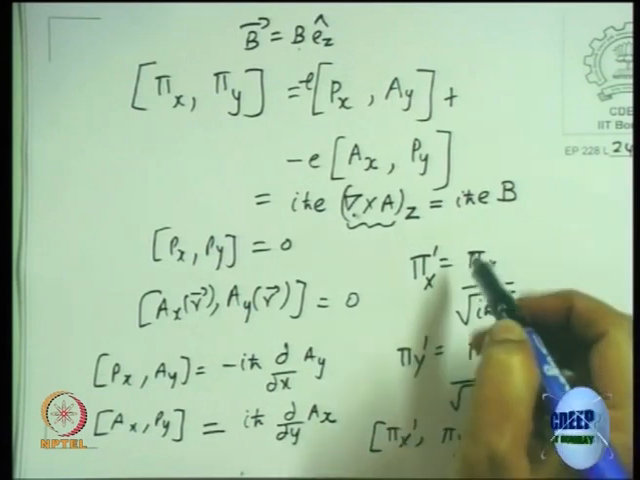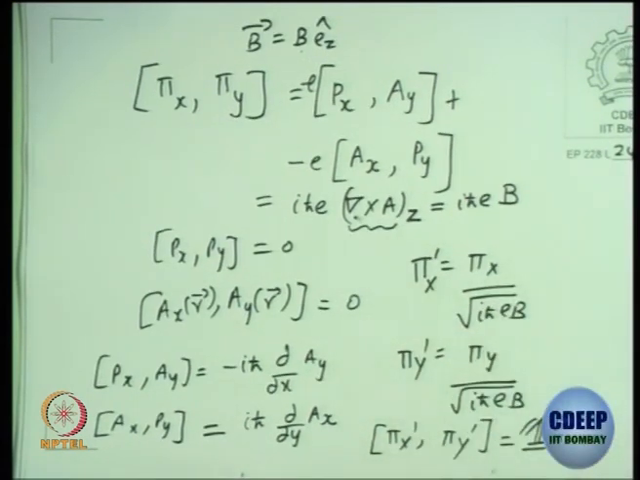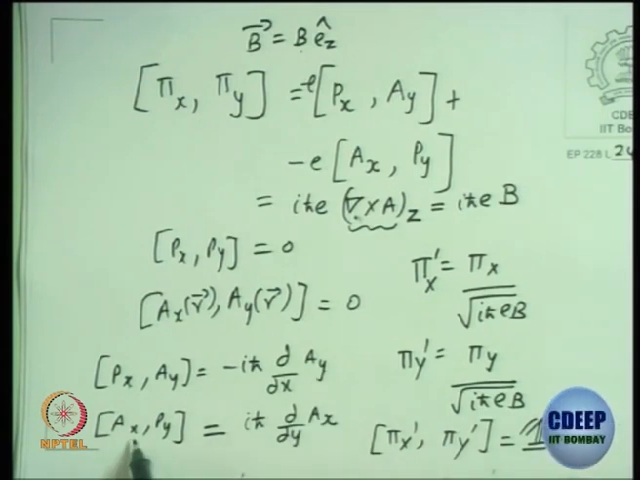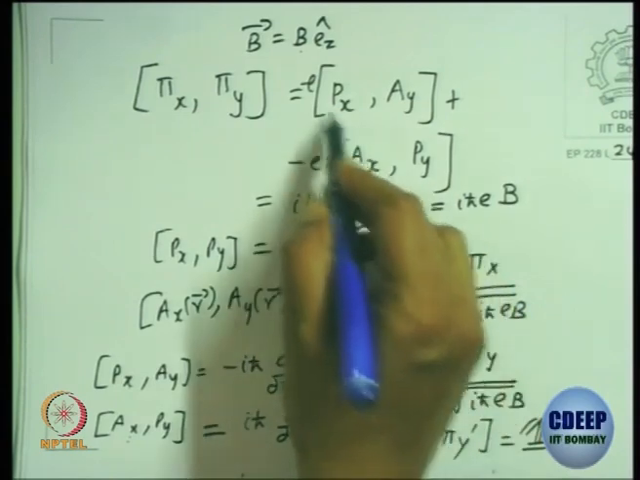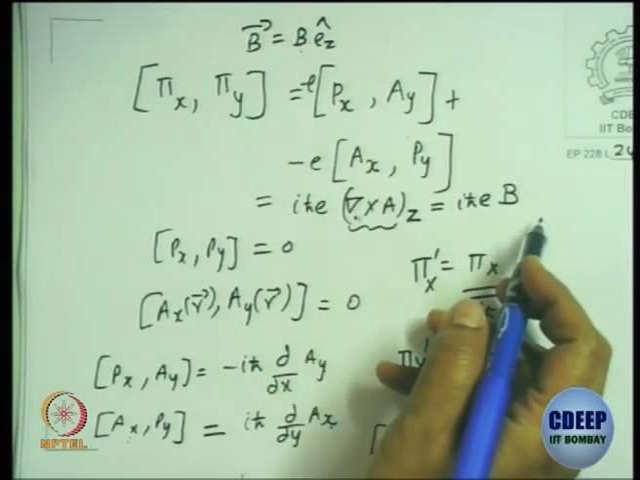You can normalize πx by this normalization so that you can make πx prime with πy prime to be identical to the oscillator algebra. So this is what I said in the earlier slide. The commutator of px with Ay is ∂/∂x of Ay, and of Ax with py is ∂/∂y of Ax, and if we use that here, you get the curl of A, which is nothing but the magnetic field.